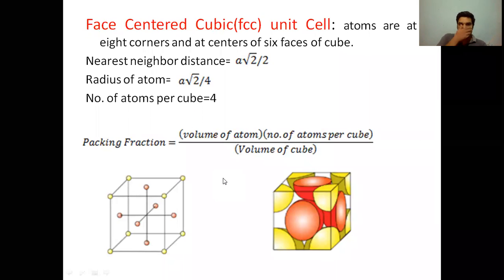Now let's consider the last cubic unit cell, that is the FCC unit cell, face centered cubic. In the case of the FCC unit cell, we have 8 atoms at the corners of the cube, and 6 atoms at the faces of the cube. At the center of the faces of the cube, there are 6 atoms. You can see here, what is the share of this corner atom? That is 1 by 8.